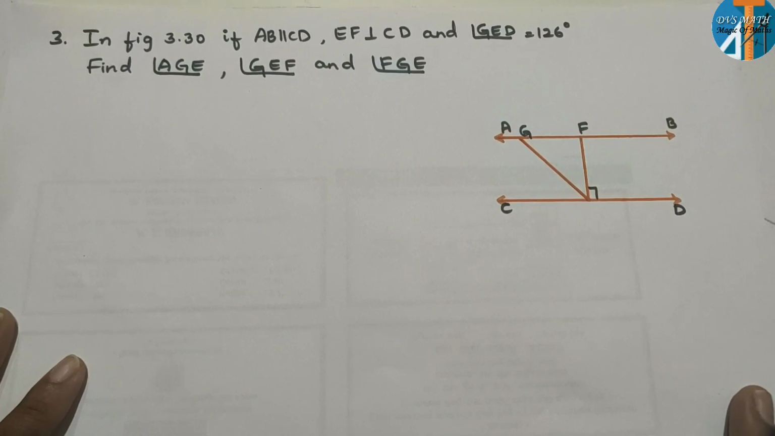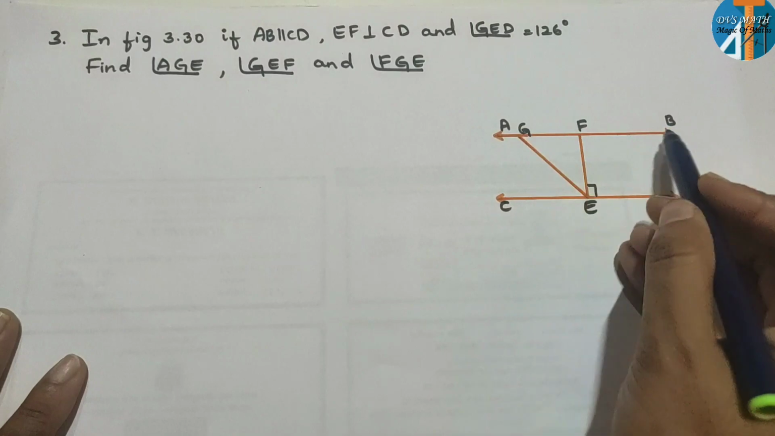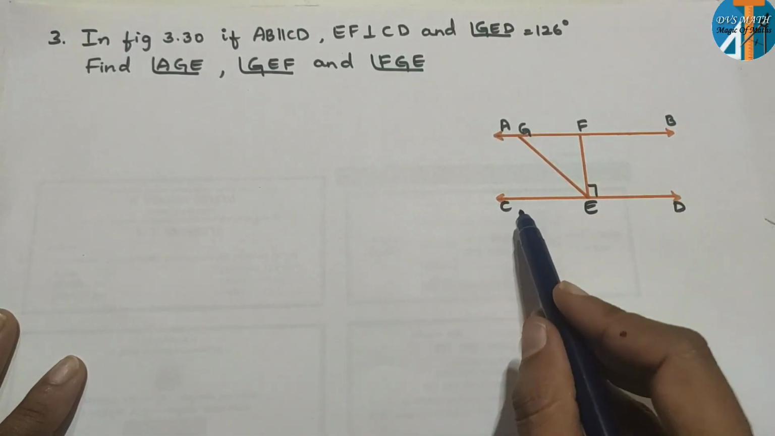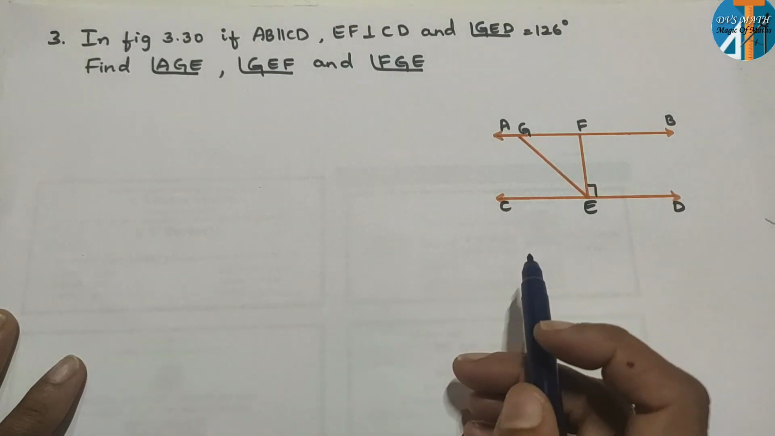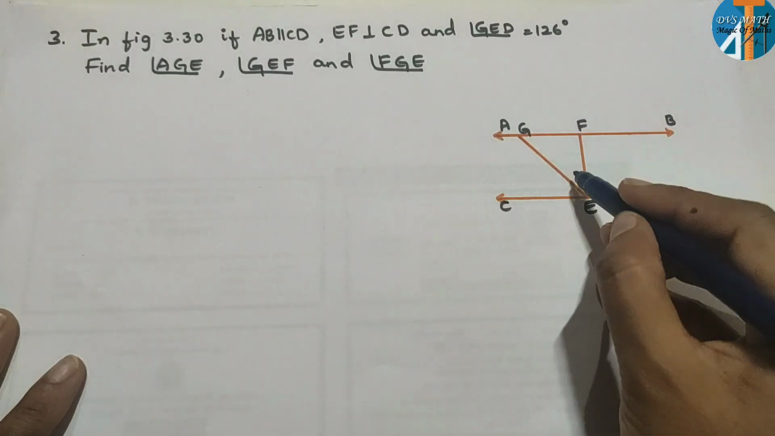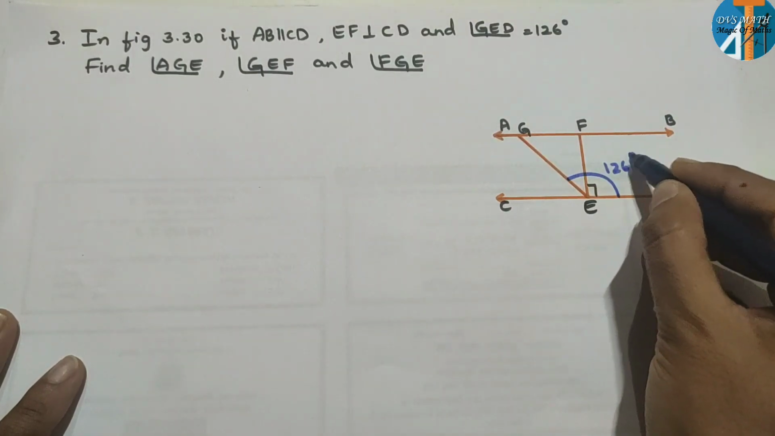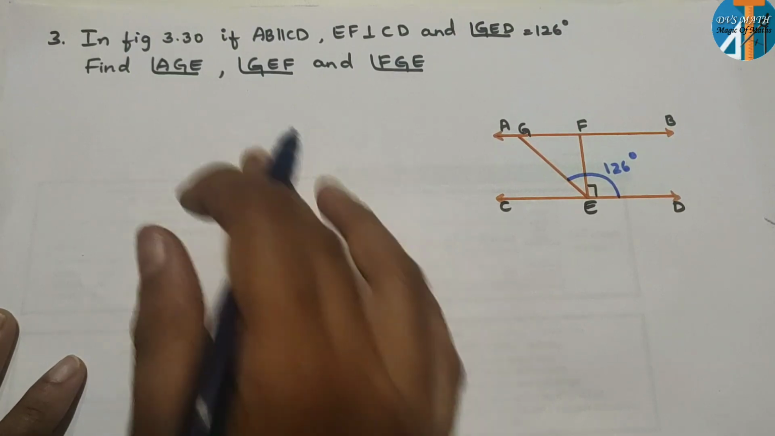Question number 3. In figure 3.30, the same figure. If AB is parallel to CD, EF is perpendicular to CD. Perpendicular means, as you all know, it has 90 degrees. Then GED is equal to 126 degrees. Where is GED? GED means this whole angle, which is 126 degrees. Now we have to find AGE, GEF and FGE. We have three parts now.